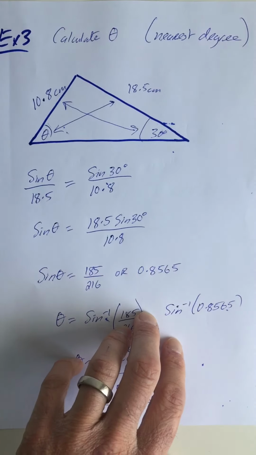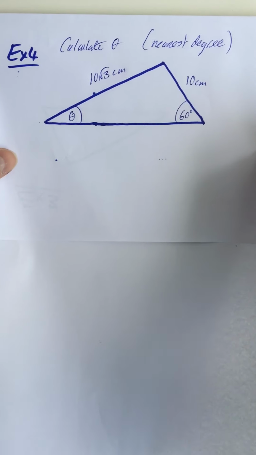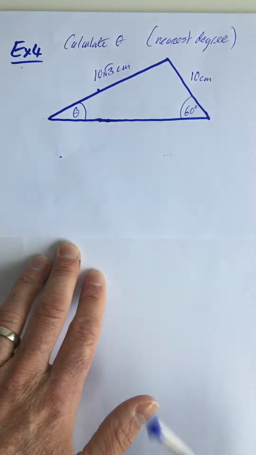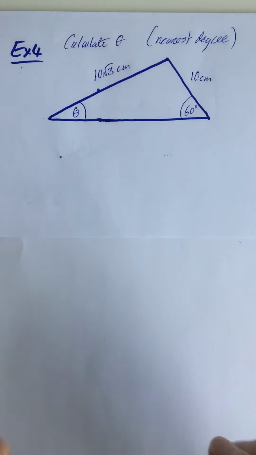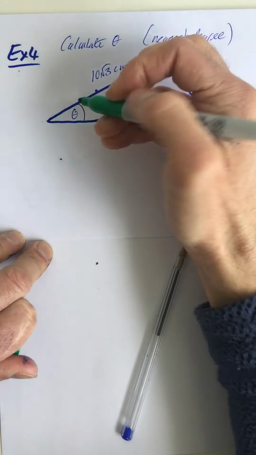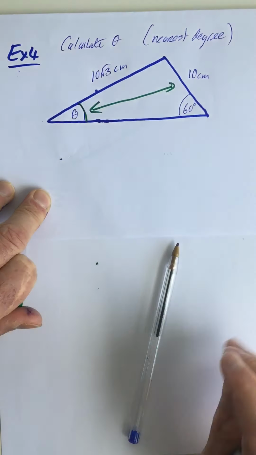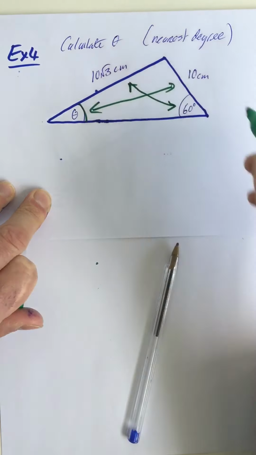I'll do one more example of this. Here is another example. The only difference here is it has square roots and stuff in it. Don't be put off by that. Okay, so our job is to get theta to the nearest degree again. So please note that theta is here, and it matches up with a side here that we know the length of, 10. And we know another angle, 60, matches up with this guy here.